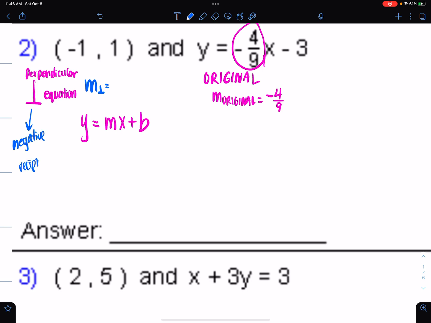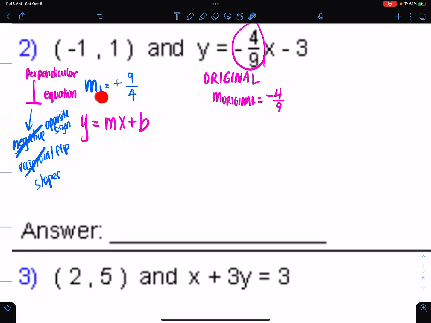Now, if that's kind of hard for you to understand, you can understand that in math, negative means opposite sign, and reciprocal means just flip that fraction over. So perpendicular lines have negative reciprocal slope, or opposite sign, flip slopes. So if this sign was negative, then the opposite sign is positive. If the fraction was 4/9, if I flip that fraction, that's 9/4. So the perpendicular slope is 9/4.